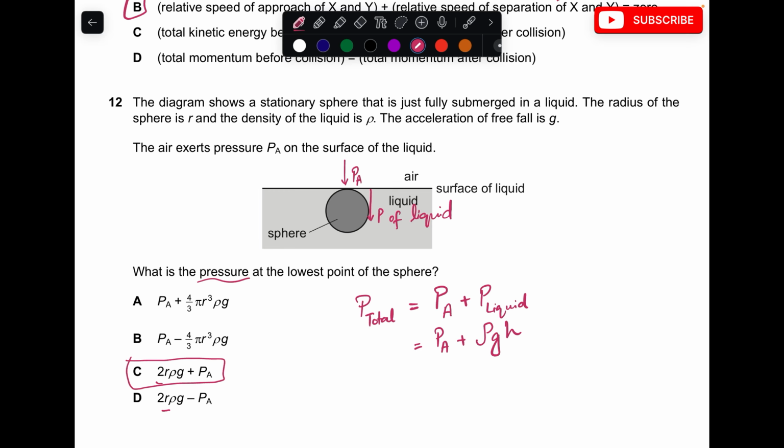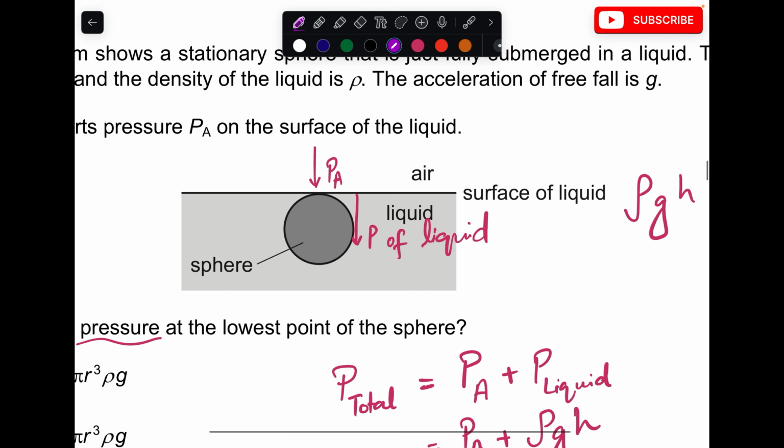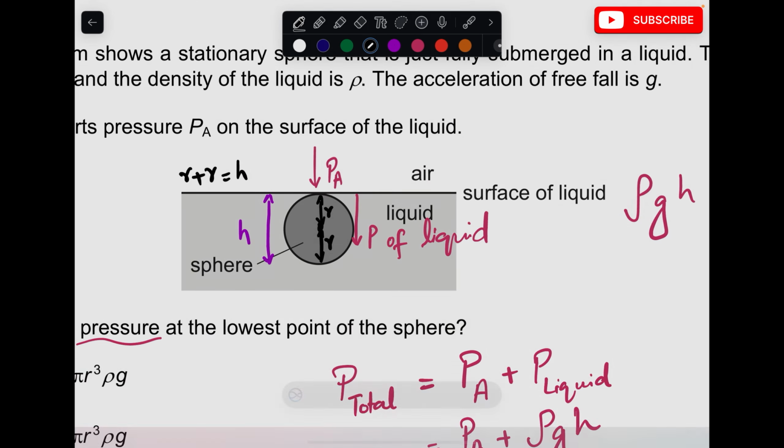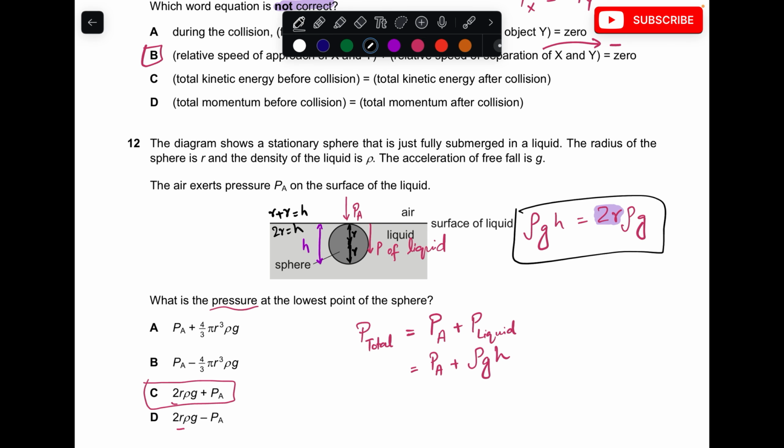But how can we make this rho g h equal to 2r rho g? If you see closely, this is 2r. What is r? R is the radius. What is the height, or the depth? This is the depth, right? This is the h. And if you see, this is the center of the sphere. Let's suppose this part is r and this part is another r. If you add both of them, r plus r is equal to h, that is, 2r is equal to h. So you can perfectly write this as equal to this. So it's option C that is correct. Okay.